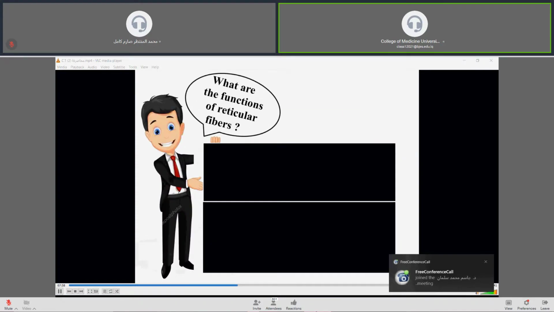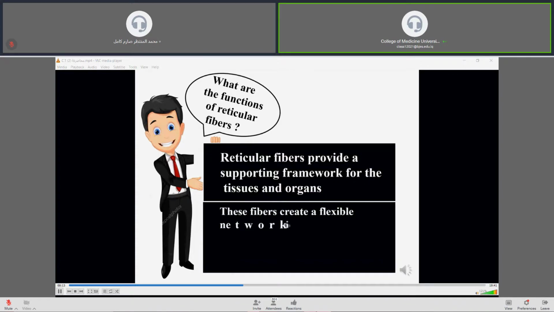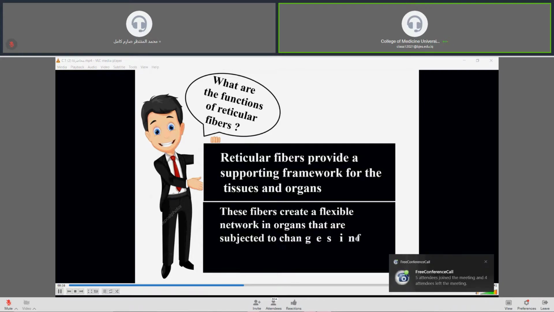What are the functions of reticular fibers? Reticular fibers provide a supporting framework for the tissue and organ. They contribute to supporting most of the tissues and organs in which they are present. Also, these fibers create a flexible network in organs that are subjected to changes in form or volume, and they are usually found in organs that change in shape or size, such as artery, liver, and spleen.